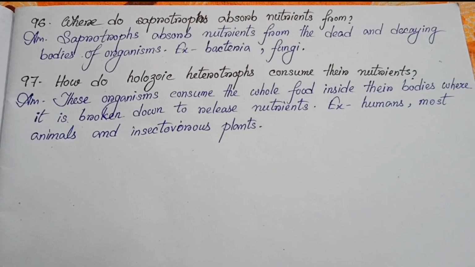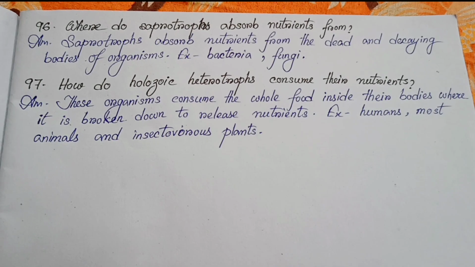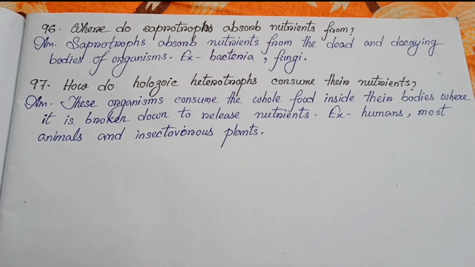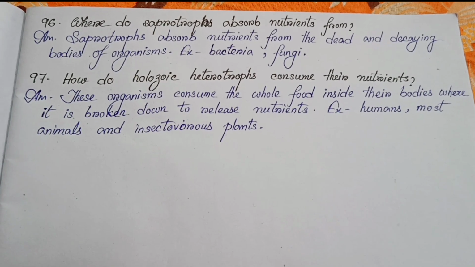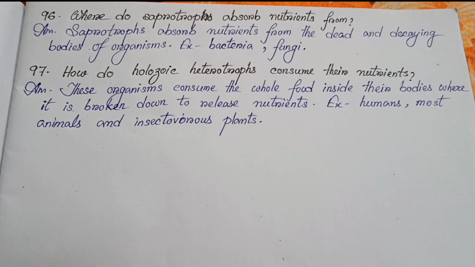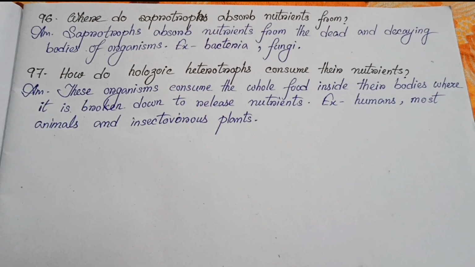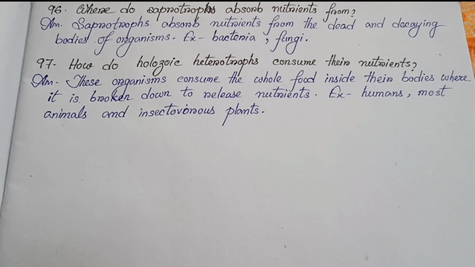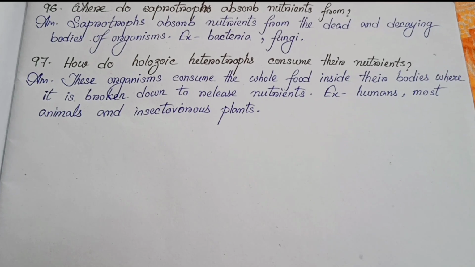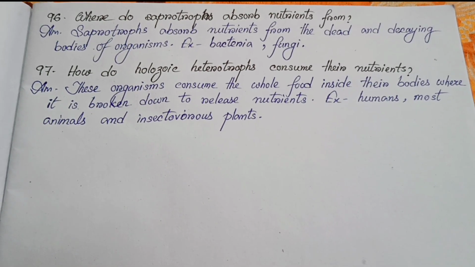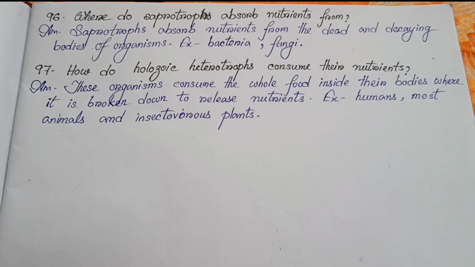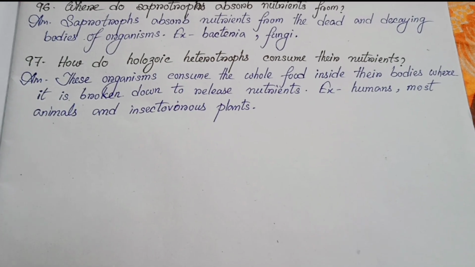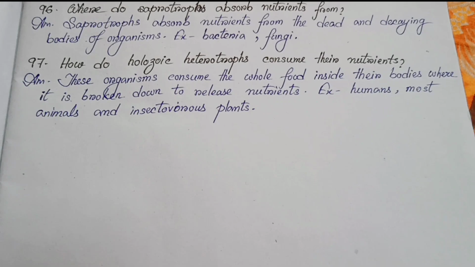96. Where do saprotrophs absorb nutrients from? Saprotrophs absorb nutrients from the dead and decaying bodies of organisms. Example, bacteria, fungi. 97. How do holozoic heterotrophs consume their nutrients? These organisms consume their whole food inside the body where it is broken down to release nutrients. Example, humans, most animals, and insectivorous plants.